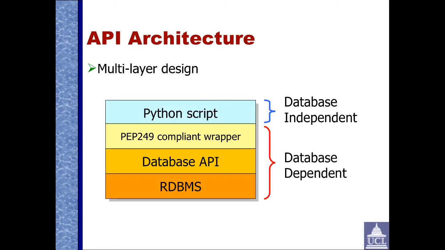The API architecture contains multiple layers. You end up writing a Python script which accesses a PEP249 compliant API wrapper. That talks to a database dependent API, and that in turn talks to the relational database itself. So this first part is going to be independent of the database that you're using, whereas all these three parts are going to be specific for a particular database.